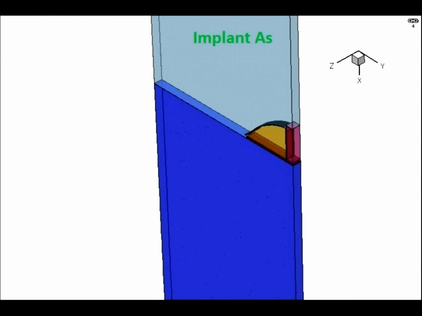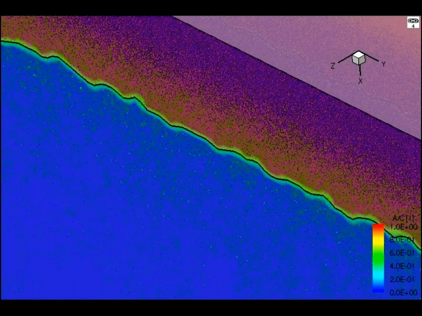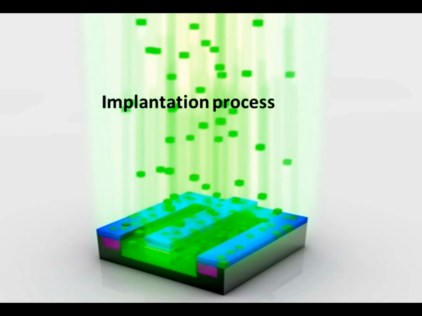Now let's implant arsenic. Arsenic of 3E15 dose was implanted with 20 keV energy at a tilt angle of 7 degrees. Here's the profile after implantation. Now let's have a look at the implantation process stepwise.